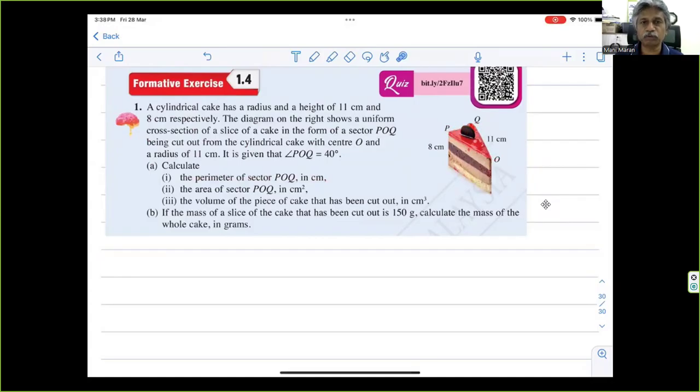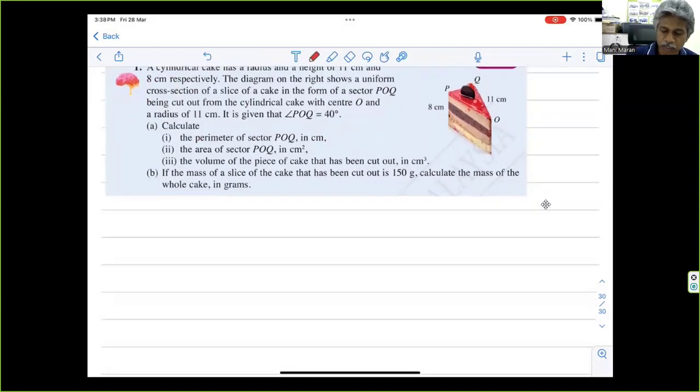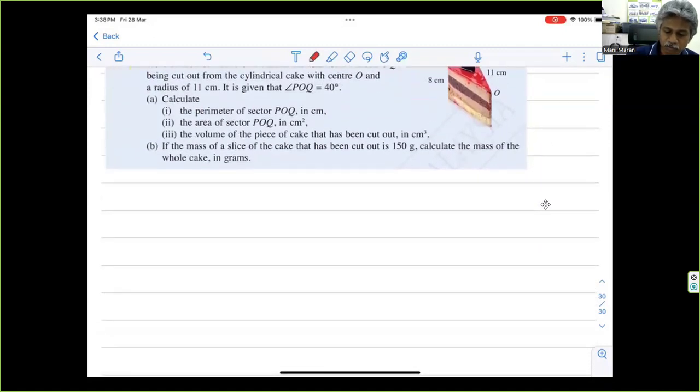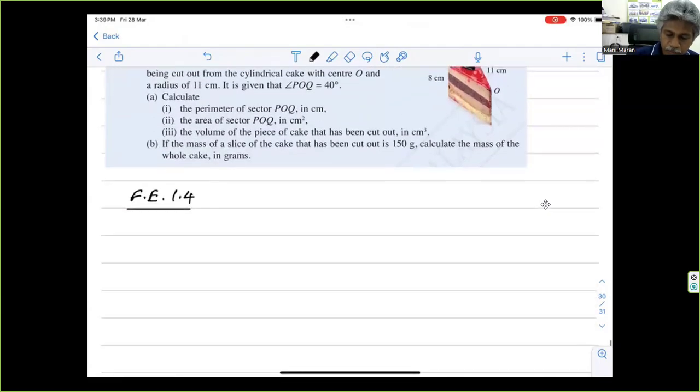So as you all know, in order to find perimeter, you just have to find the arc length and then add the arc length to the two sides, which are the radius. So in order to do this problem, the best way, so here write down FE, formative exercise 1.4, question number 1.